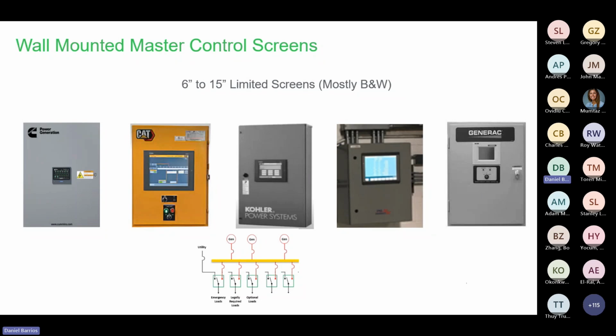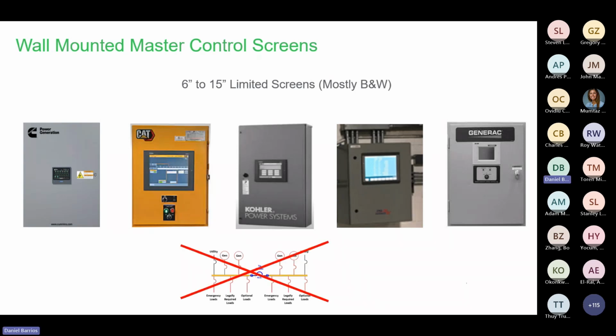Sometimes it's as small as a 6 to 15-inch screen of some type, and it may be limited in its characterization, maybe just in black and white, and not necessarily give you a real dynamic one line or such. Now, the reason I pointed out that main type board before, these systems do not operate with a tiebreaker. The intention is they need to see a single bus. They need to see all generators online so that they can do their paralleling and their load sharing scenario.